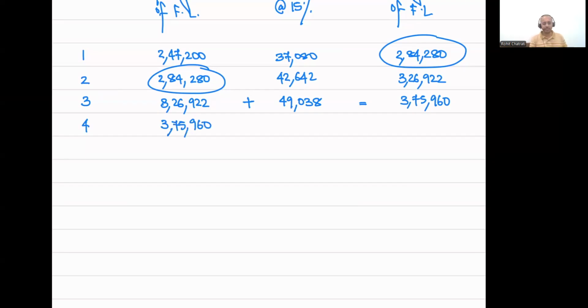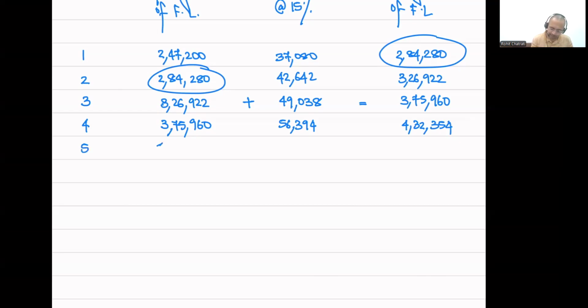So I have 3,75,960 as the beginning balance for year four. On it, I have an interest rate of 15 percent, which is going to be equal to 56,394. I'm rounding all the numbers. I'm actually not taking numbers in decimals. So I have interest of 56,394, and my closing balance therefore is going to be equal to 4,32,354. This is my closing balance for year 4.